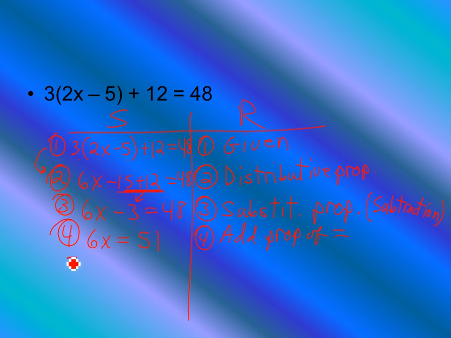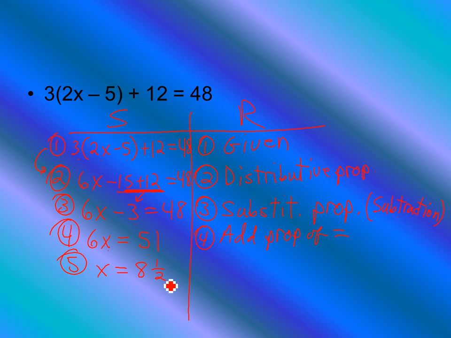Next one, number 5. So here we had 6x equals 51. Now our next step is to divide both sides by 6. So I end up with x equals, 6 will go into 51. Let's see, 6 times 8 is 48. So that leaves us with 3 left over. So 6 will go into 51, 8 and 3 sixths times, or 8 and 1/2 times.